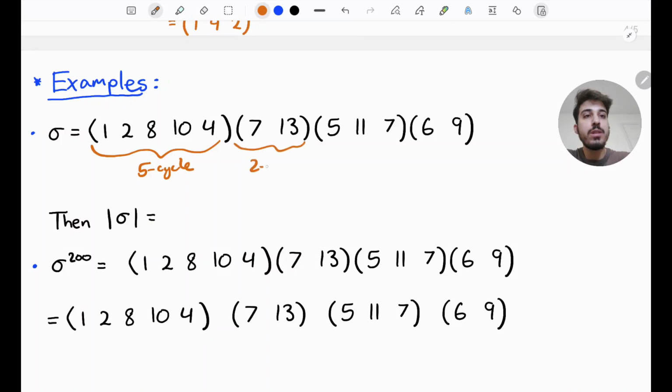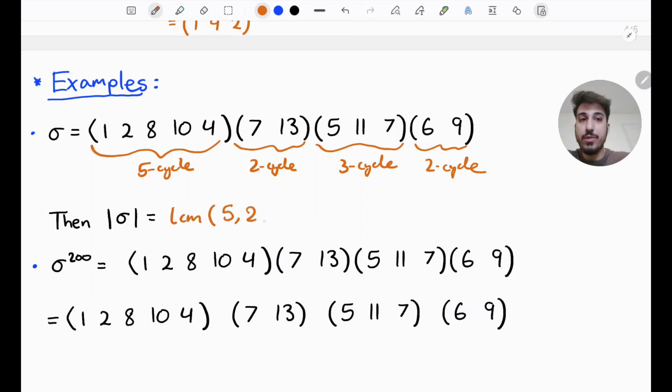This is a 2 cycle. This is a 3 cycle. And this is lastly a 2 cycle. So the order is the least common multiple of 5 and 2 and 3 and 2. And the least common multiple of all these numbers is equal to 30.